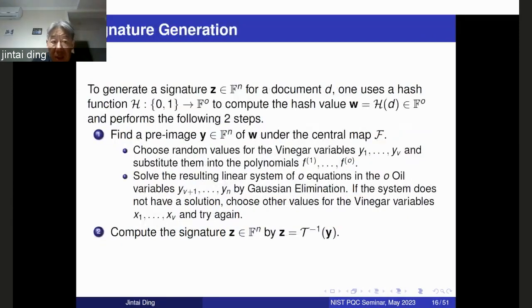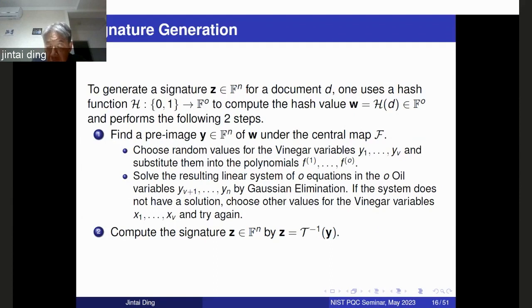Now let's look at the signature generation. To generate a signature Z belonging to F^n for a document D, we first use a hash function to hash the document to F^o. So we compute the hash value W equal to hash of D, which belongs to F^o. Then we perform the following two steps. First, find a preimage Y belonging to F^n of W under the map F. How do we do that? This is actually very simple.